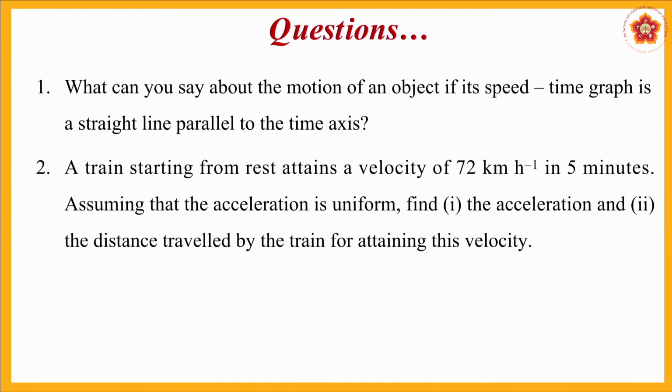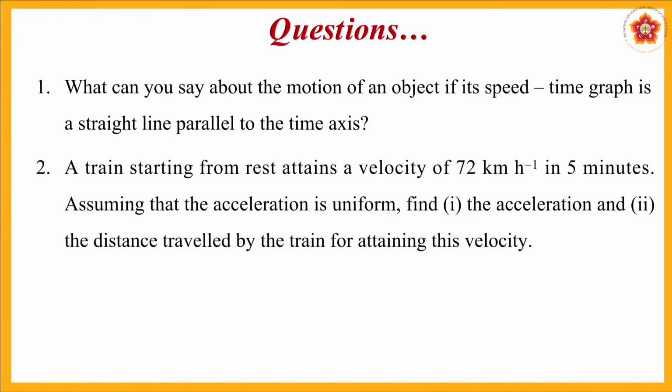Now, in this question, a few things are very important to note. One is this particular phrase, starting from rest. You need to underline that and keep it in mind when you are solving this. A train starting from rest, this is important because whenever you see in a question that some object is starting from rest, we know that the initial velocity is 0, u is 0, and it attained some velocity, in this case 72 kilometers per hour.